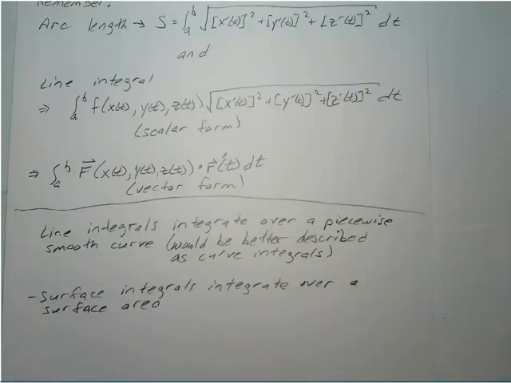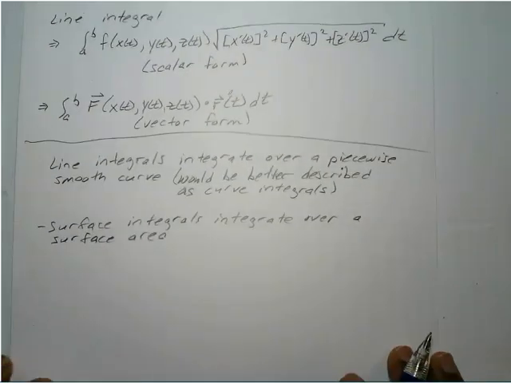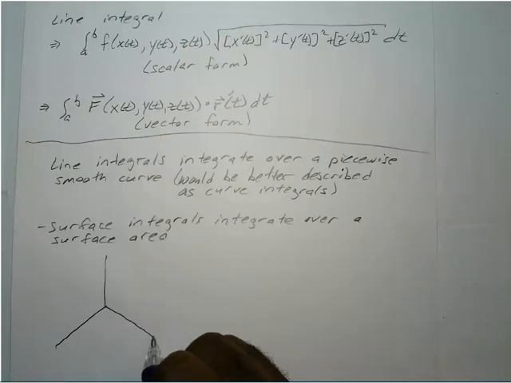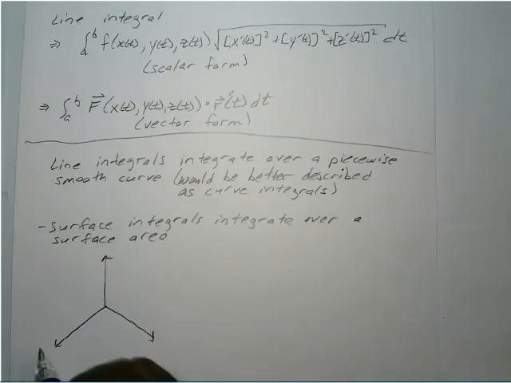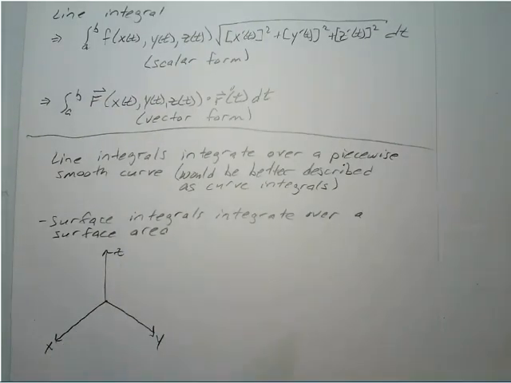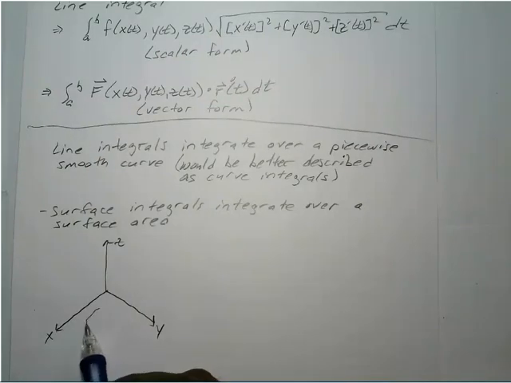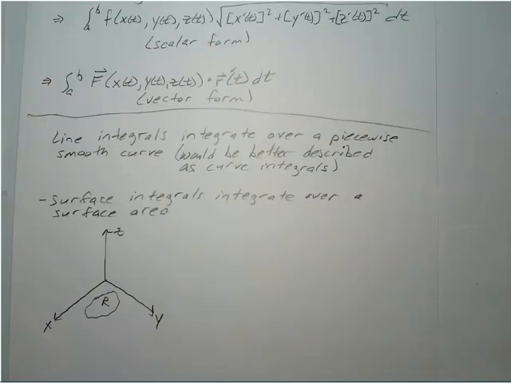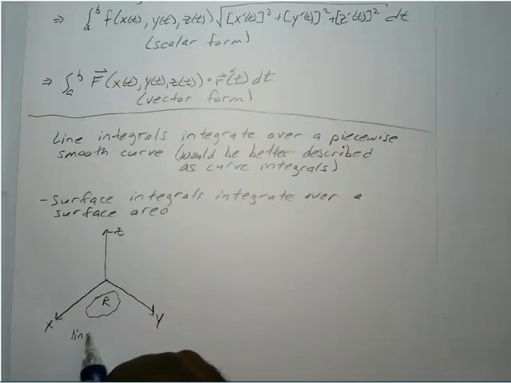All right, so we want to look at a picture of this. We have our 3 dimensions, so we have our x, our y, and our z. Remember that you have your region here. You would find the area over this region using line integrals.